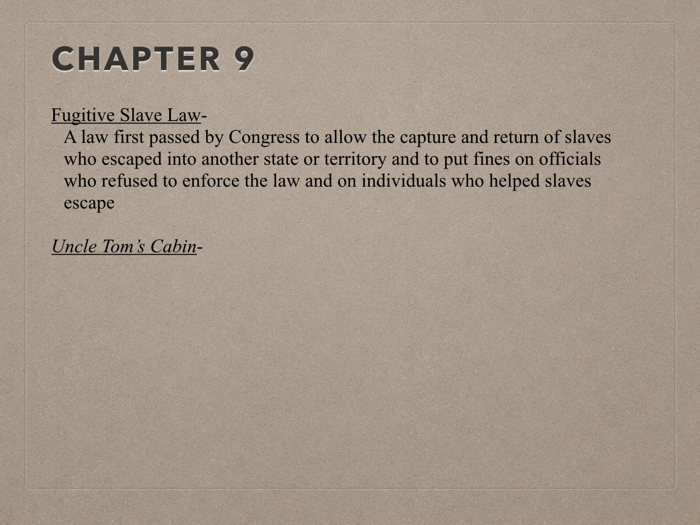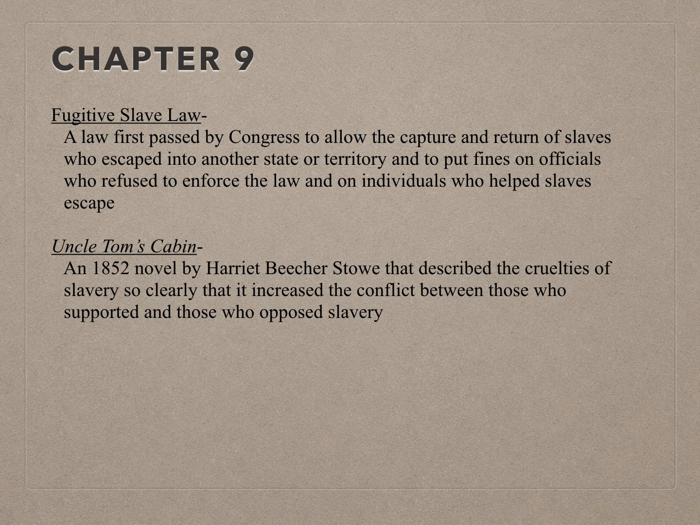Uncle Tom's Cabin is our next definition, and you'll notice that it is in italics. It's in italics for a reason. It's a book. Uncle Tom's Cabin was an 1852 novel written by a woman named Harriet Beecher Stowe. And this was a book that described the cruelties of slavery so clearly that it stirred up the conflict between people who supported slavery and those who opposed it.